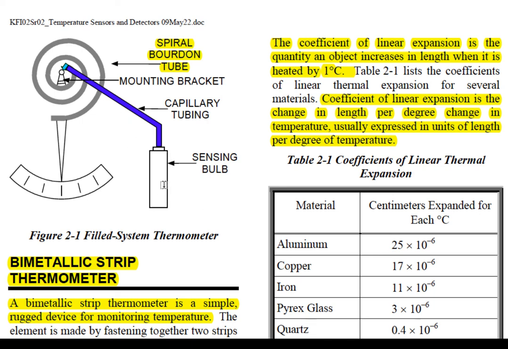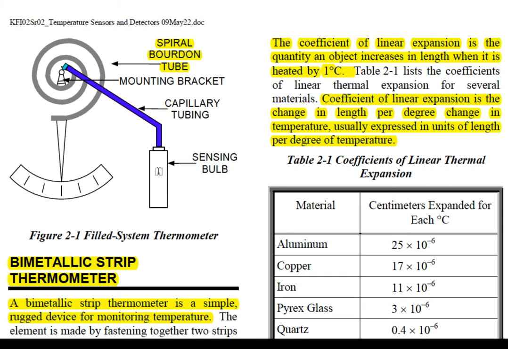It could be mercury, it could be water, not necessarily water. It goes through a long capillary tube where it actually comes to the meter. This capillary tube could be up to almost 40, 50 feet long, depending on where the sensing bulb is versus where the actual meter is. So this is very important that we understand how this operates.